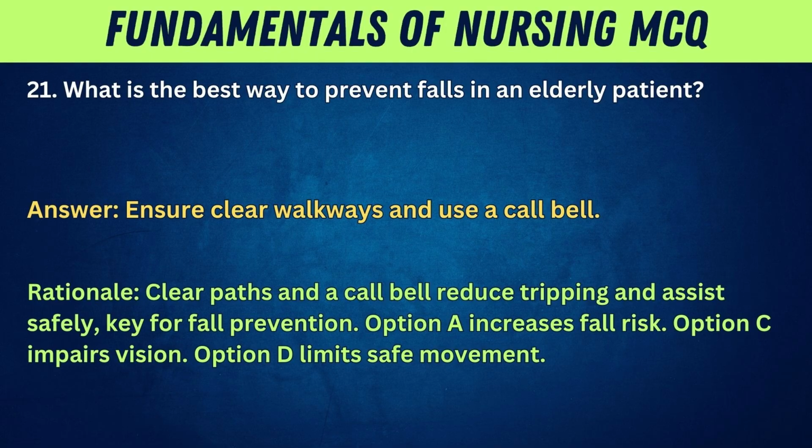Rationale: clear paths and a call bell reduce tripping and assist safely, key for fall prevention. Option A increases fall risk. Option C impairs vision. Option D limits safe movement.